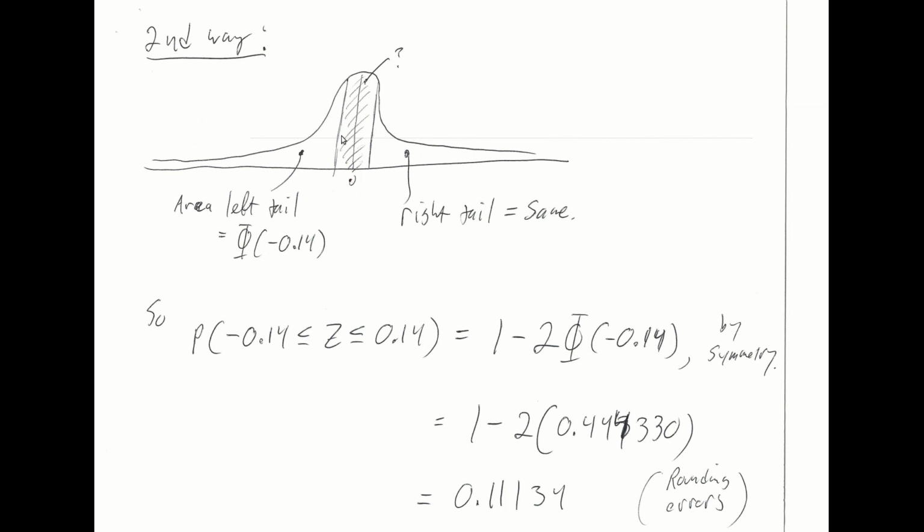So we're looking for the area of the shaded region. I know that my left tail and my right tail are going to have the same area. So I could take 1, the total area under the curve, and subtract off twice the value of the left-hand tail. I'm choosing to use the left-hand tail because the area of the left-hand tail is given exactly by phi at the point -0.14.